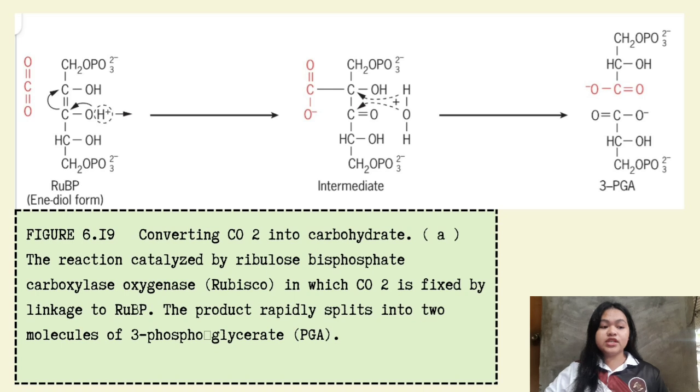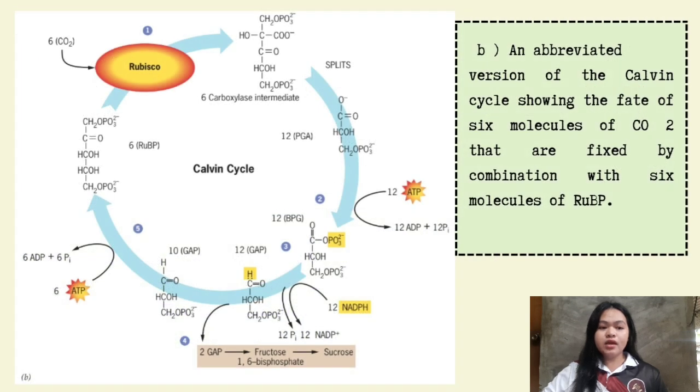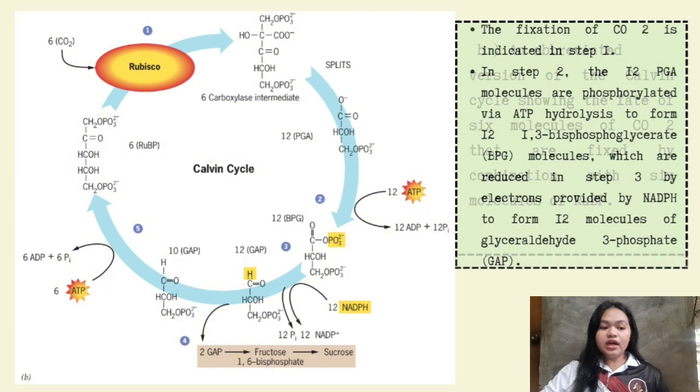And then, in figure 6.19, converting carbon dioxide into carbohydrate, the first image shows the reaction catalyzed by ribulose bisphosphate carboxylase oxygenase or the Rubisco, in which carbon dioxide is fixed by linkage to RuBP. The product rapidly splits into 2 molecules of 3-phosphoglycerate or the PGA. And then, the second image naman is the abbreviated version of the Calvin cycle showing the fate of 6 molecules of carbon dioxide that are fixed by combination with 6 molecules of RuBP. The fixation of the carbon dioxide is indicated in step 1.